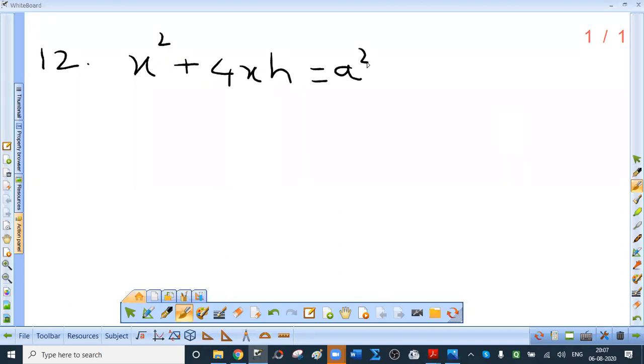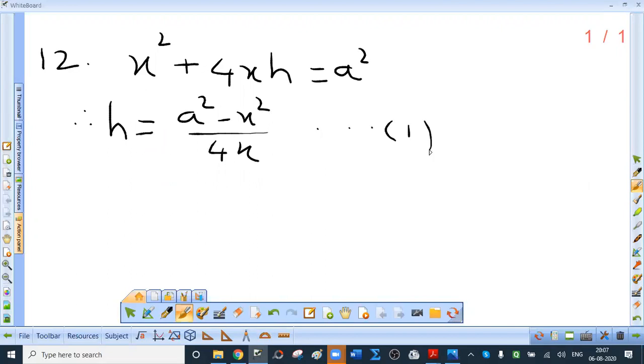It is 4 times area of the rectangle, right? Side faces. So 4xh plus area of the base, which is a square of side x. Now from this, tell me what is h. See, we use this condition to eliminate one of the variables. So it is a square minus x square upon 4x. Okay. You can say this is number 1. Write down.